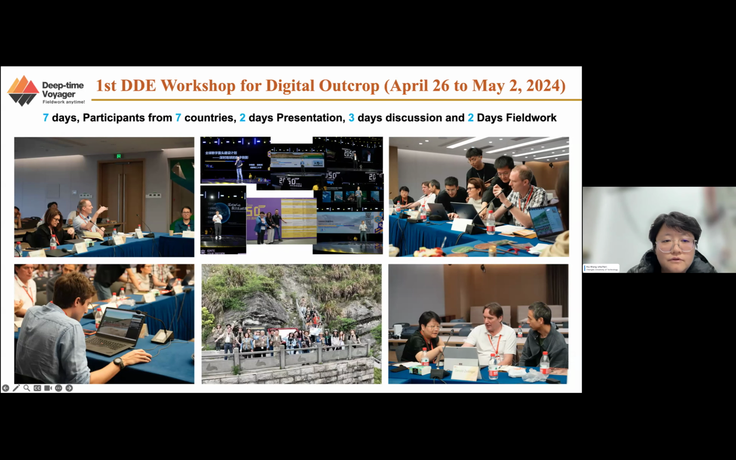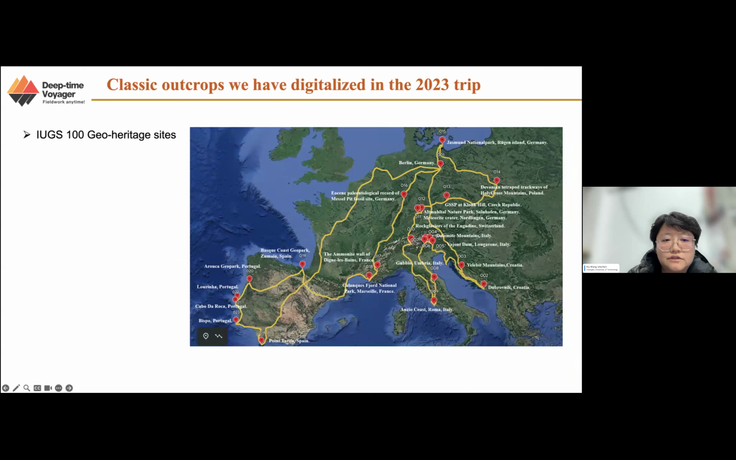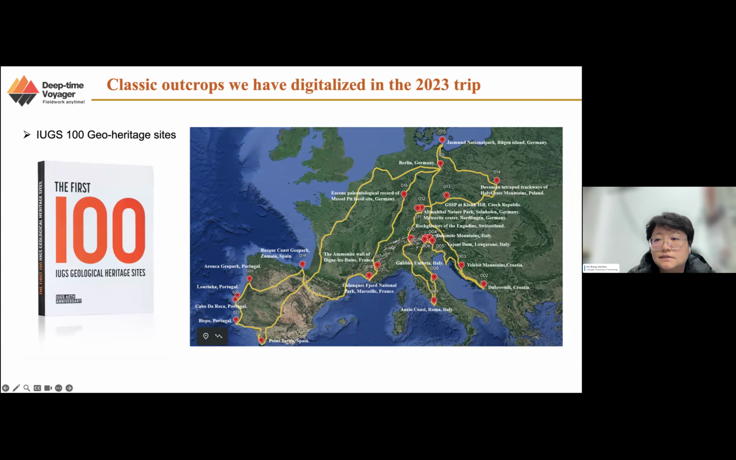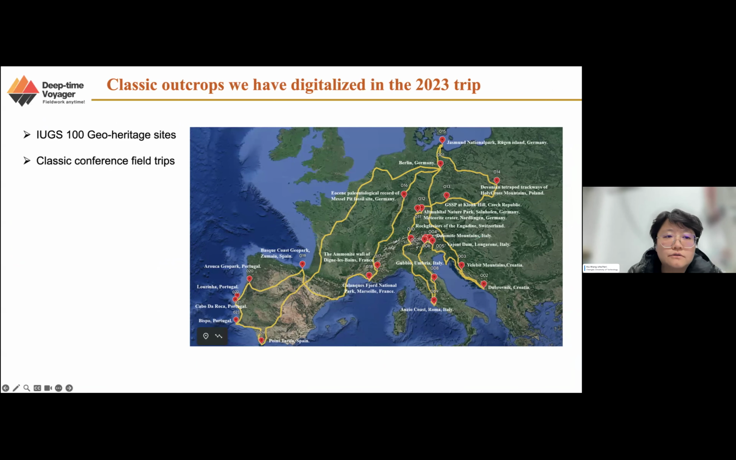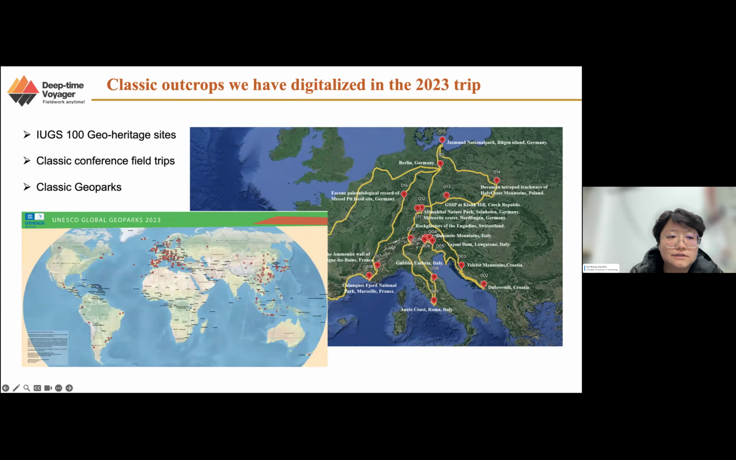So for the trips and the platform, what we have digitalized mainly focuses on the classic ones. What are the classic ones? For example, the IUGS has published the 100 geoheritage sites. This is one of the things that we are focusing on recently. And also there are a lot of classic conference field trips where we choose some of the sections and digitalize them. And also the classic geoparks are one of our target sections.